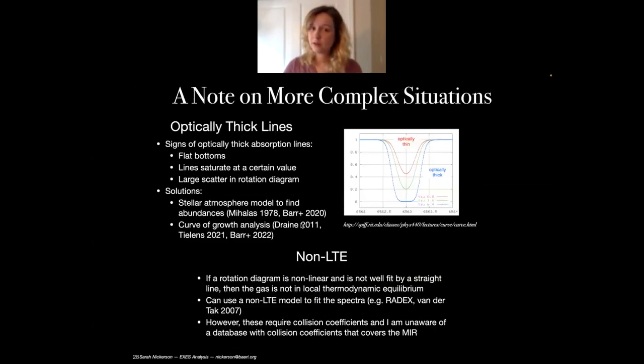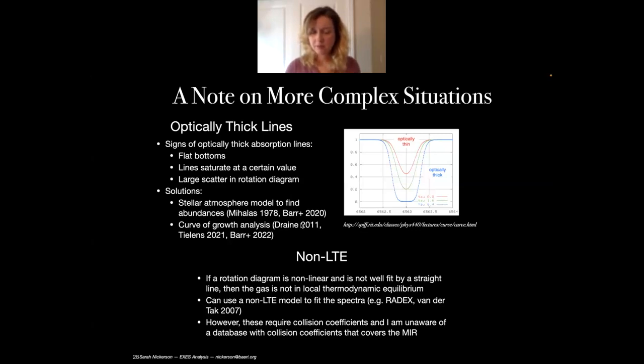And so I'm just going to quickly glaze over some more complicated situations you may encounter. So one of them is optically thick lines. So these are lines with flat bottoms or a lot of scatter in the rotation diagram. And there's two solutions to these. One you can find in BAERI 2020 using a stellar atmosphere model for abundances. And also in BAERI 2022, they use curve of growth analysis to get around this.